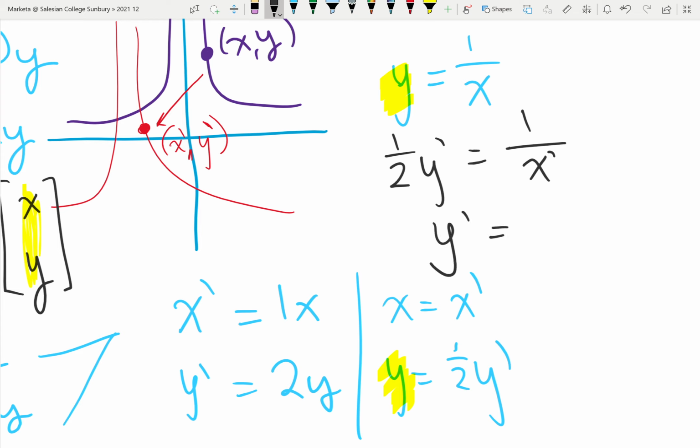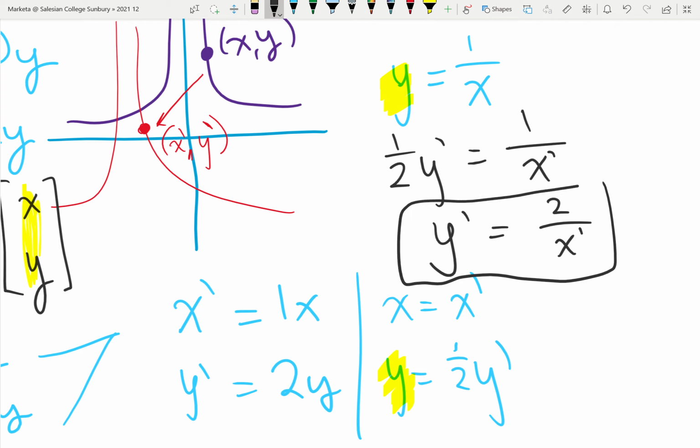y image is going to be 2 over x image. And for our final transformed equation, we're not going to include the image signs in there. We're just going to write it like that. So that's the first one.